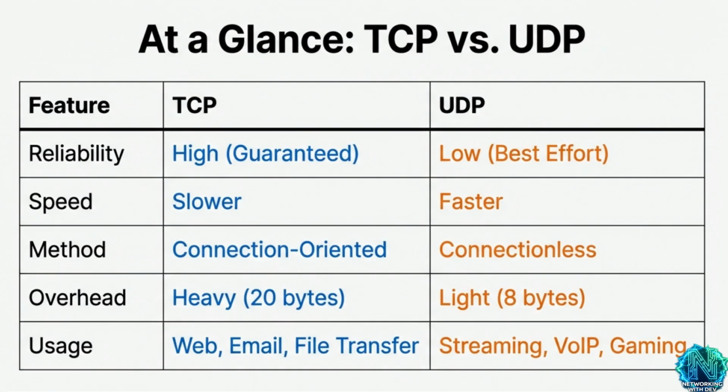Method. TCP is strictly connection-oriented, utilizing the handshakes we just mastered, while UDP remains connection-less. Overhead. You can see the technical cost of reliability here. TCP has a heavy overhead of 20 bytes, while UDP remains light at just 8 bytes. Usage. Finally, remember your use cases. Choose TCP for web, email, and file transfers, where every bit counts, and choose UDP for streaming, VoIP, and gaming, where real-time speed is king. With this comparison in mind, you're ready to tackle any architectural decision or CCNA question regarding transport protocols.